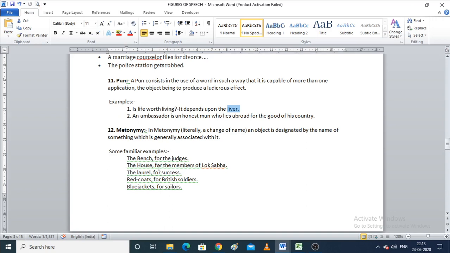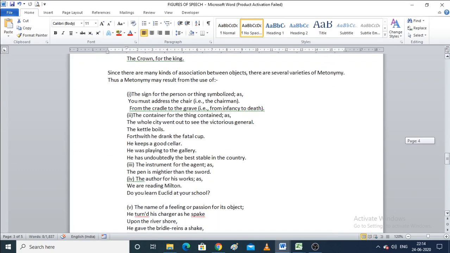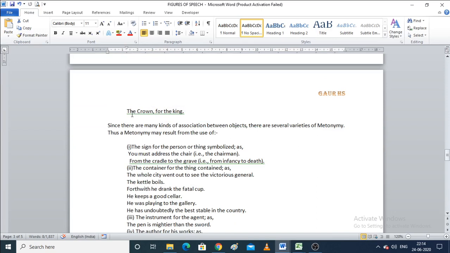Now the first example is the bench for the judges, the house for the members of Lok Sabha. It doesn't mean that they are giving houses to the members of Lok Sabha. No, the place where they will sit and have meetings and all, they call it the house, right? So the house is a word which implies the members of Lok Sabha, right? Now these are all examples, like the crown for the king. Now the king is depicted with the word crown.